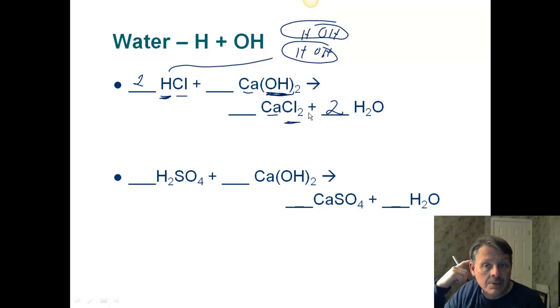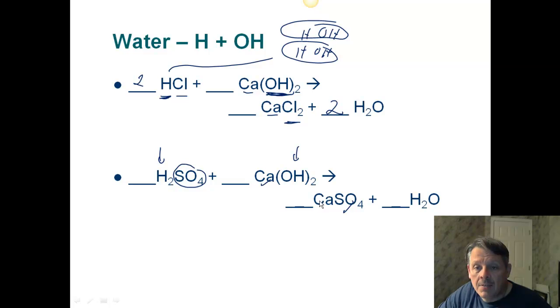All right, see if you can do the next one. Pause the video and try it. All right, well, I noticed that I have H over here, specifically H2, and I have 2 OHs. I've got SO4 on the left and SO4 on the right, so that's good. I've got calcium on the left, I've got calcium on the right. So this leaves me on the left with 2 H's and 2 OHs. So that gives me 2 waters. So all I have to do is put a 2 in front of that, and I'm good to go.